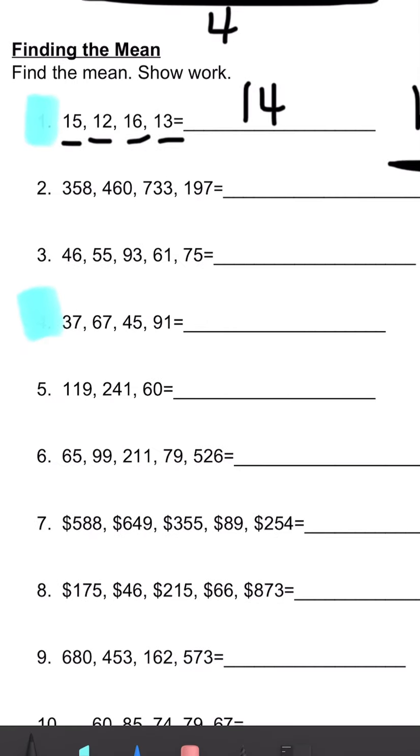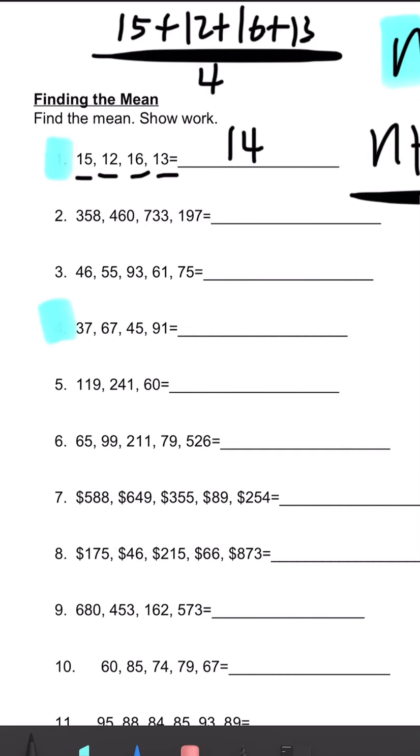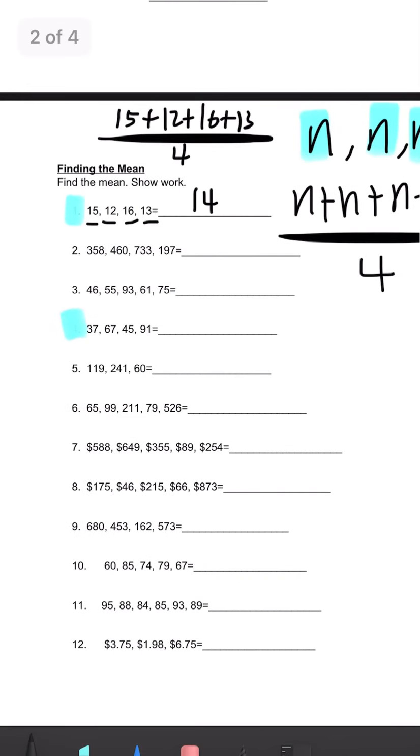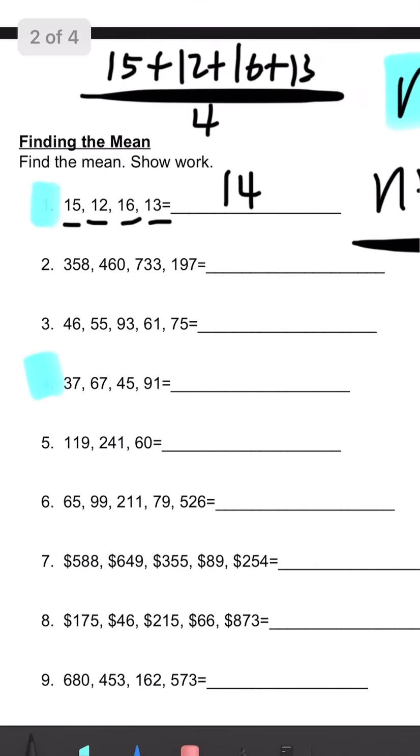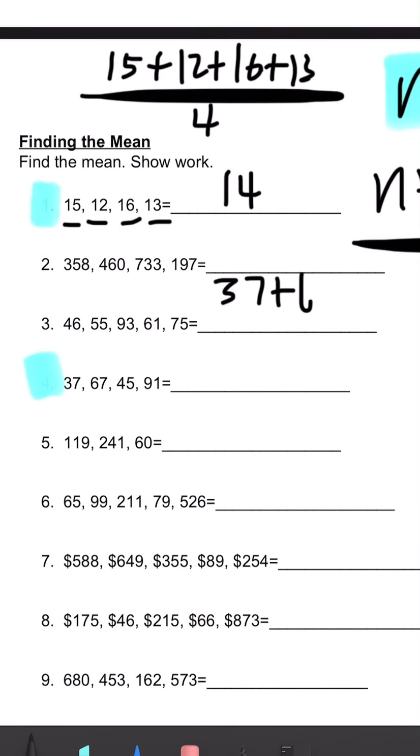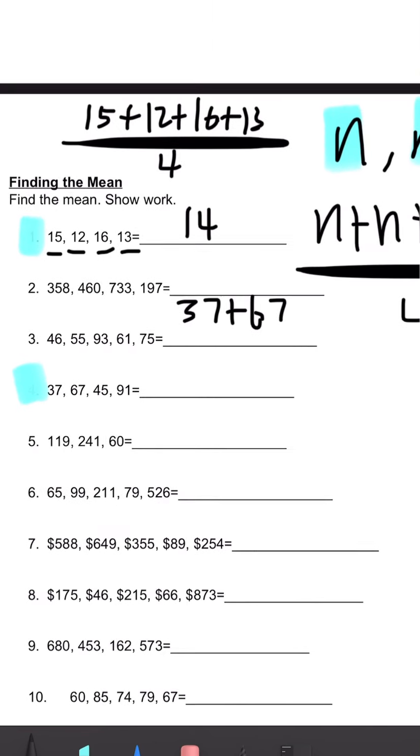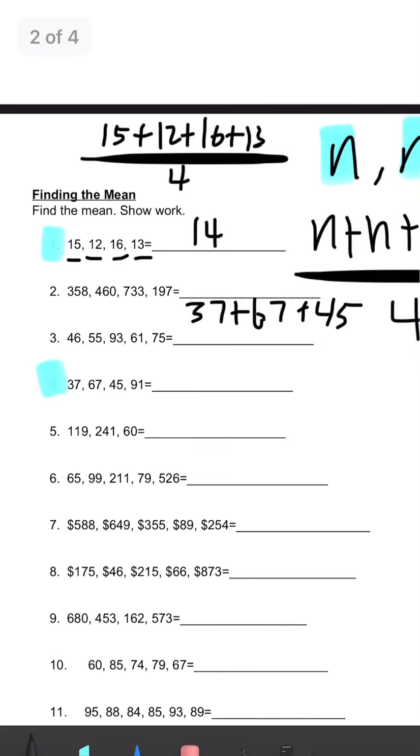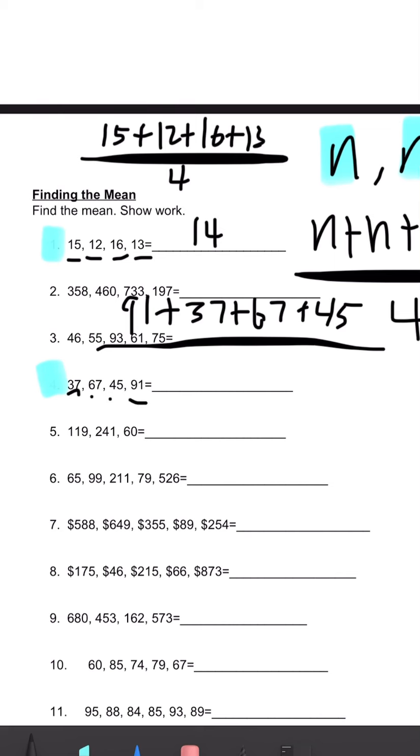Let's try number 4. Again, the same thing. We'll be doing 37 plus 67 plus 45 plus 91 divided by, and there's 1, 2, 3, 4 numbers, so divide by 4. And once you do all of that, you get 60 as your answer.